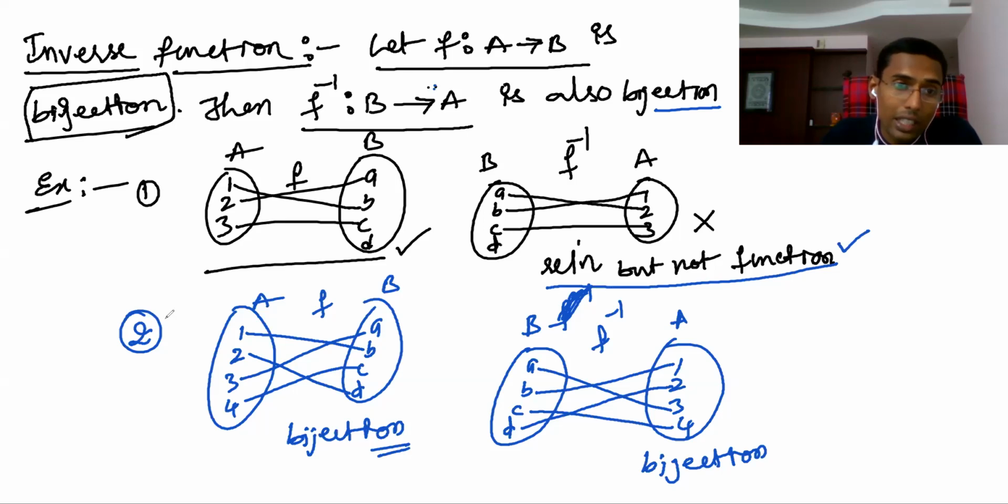But in the second example we have taken, where f is a function from A to B which is both one-one and onto, a bijection, then f inverse, if we find it, is a function from B to A. So that is also a bijection. Therefore, the conclusion is: if f is a function from A to B which is a bijection, then f inverse exists, and f inverse is also a function from B to A. The inverse function exists and it also becomes a bijection.